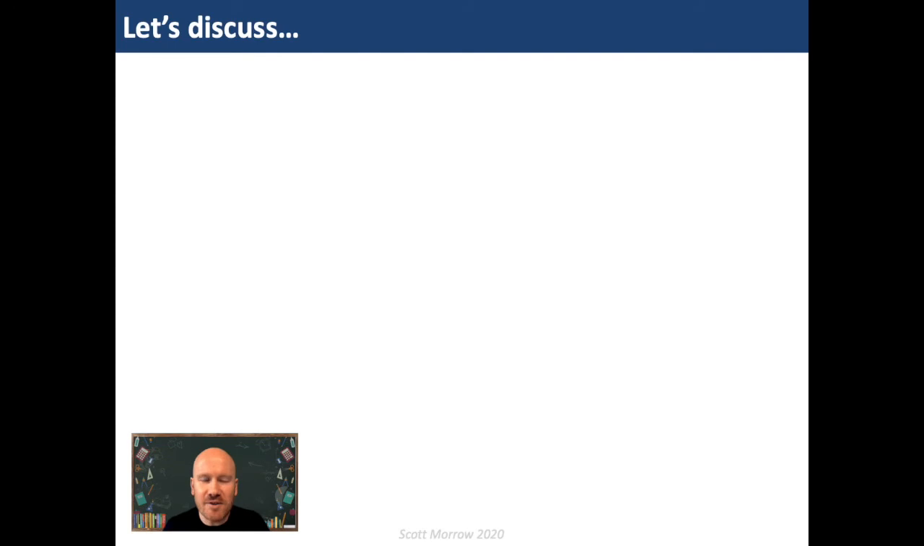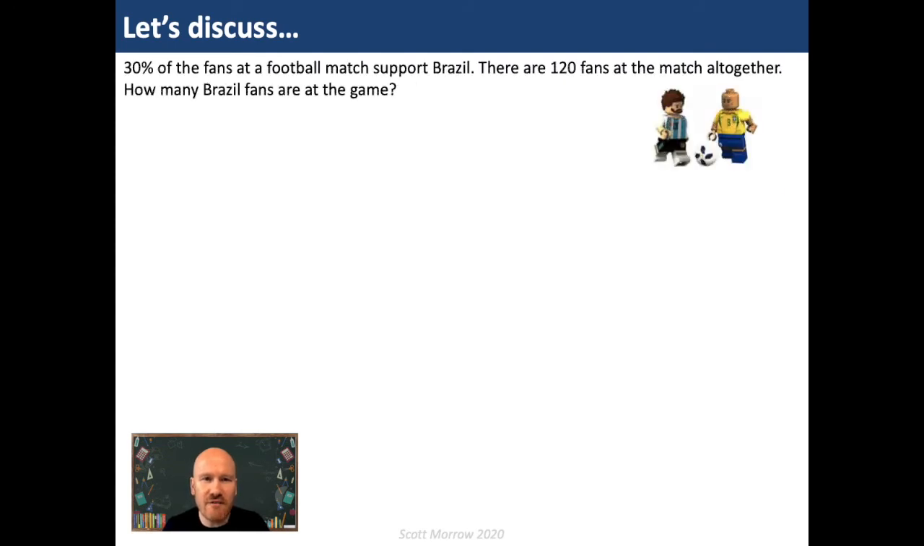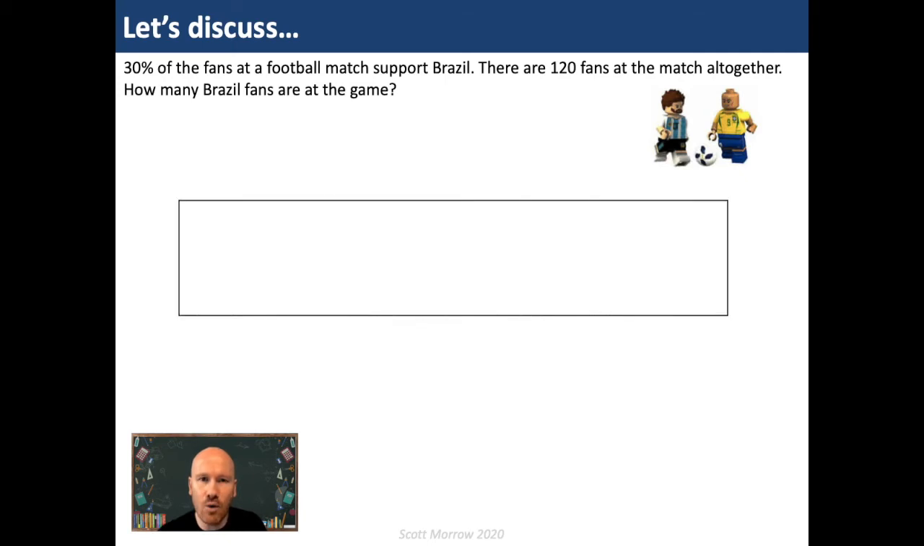Let's have a look at that first problem. 30% of the fans at a football match support Brazil. There are 120 fans at the match altogether. How many Brazil fans are at the match? Let's start by drawing a bar to represent the whole amount. And in this case, that whole amount is the total number of fans at the match.